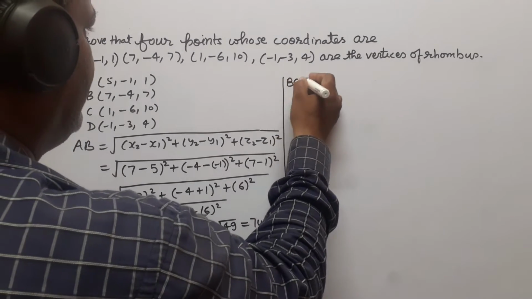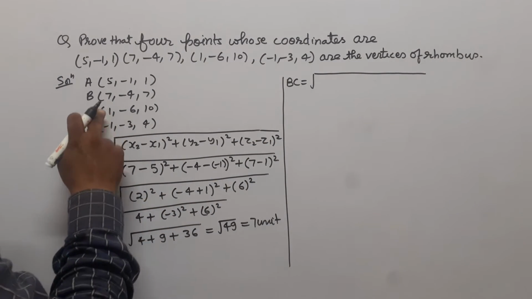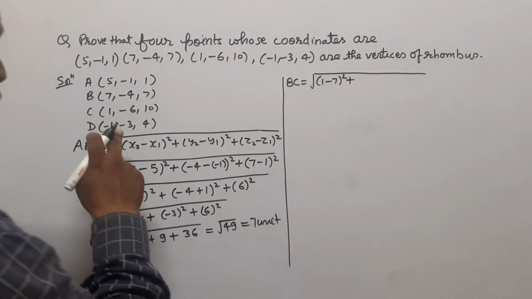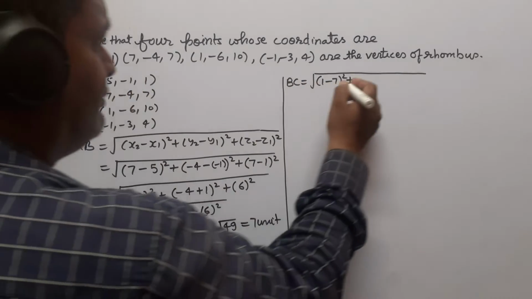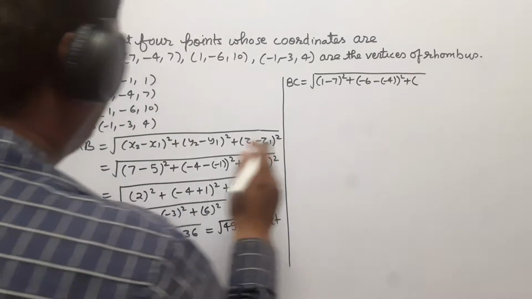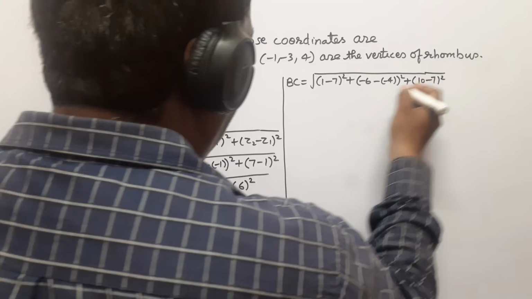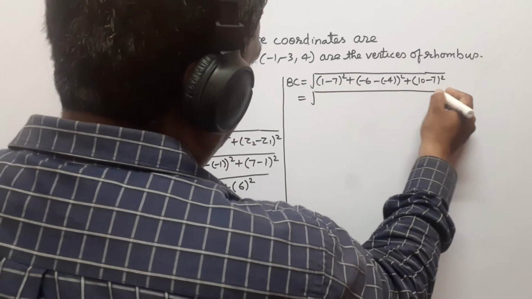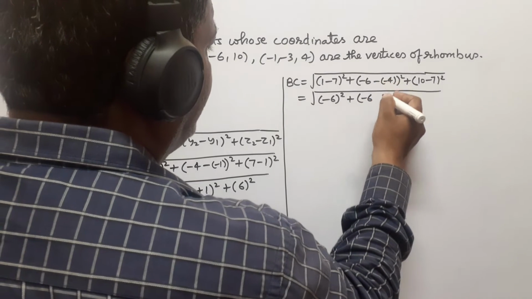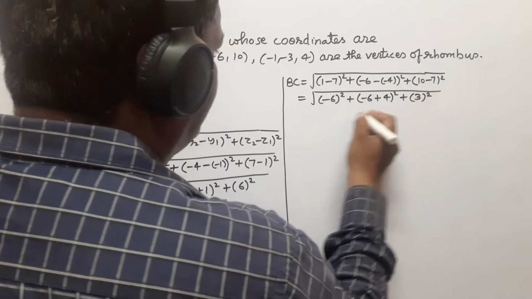So BC is the square root of, using the distance formula, (x2 minus x1) whole square. So we write (1 minus 7) whole square plus (y2 minus y1, that is minus 6 minus minus 4) whole square plus (z2 minus z1, that is 10 minus 7) whole square. Now 1 minus 7 is minus 6 whole square, plus minus 6 plus 4, whole square, and 10 minus 7 is 3 square.